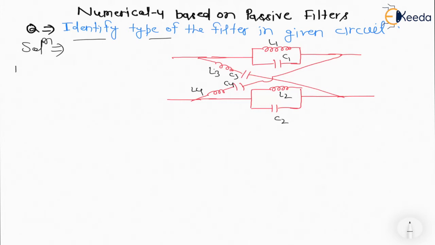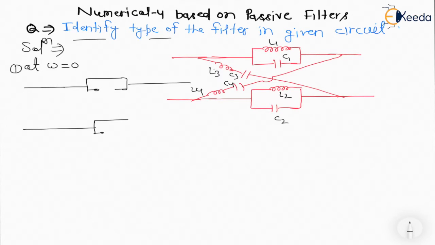First, at omega is equal to 0, we will draw the circuit. At omega is equal to 0, the inductor will be represented by a short circuit and the capacitor will be represented by an open circuit. So simply we can represent the circuit like this. And in this LC, L will be short circuited and the capacitor will be open circuited. So we can represent it like this.